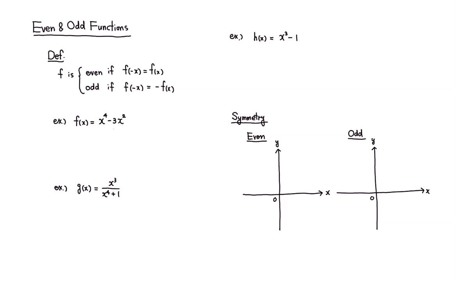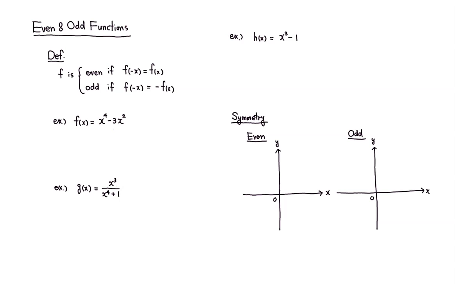All right, let's look at the even and odd functions. Here's the definition. f is called even if f of negative x is equal to the original function f of x. And f is called odd if f of negative x is equal to negative f of x. So you get the negative of the original function. Let's look at the following three simple examples.